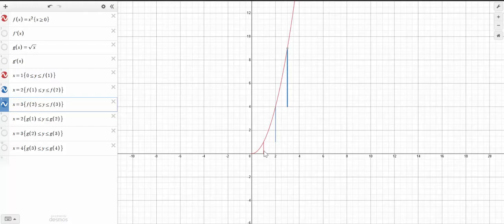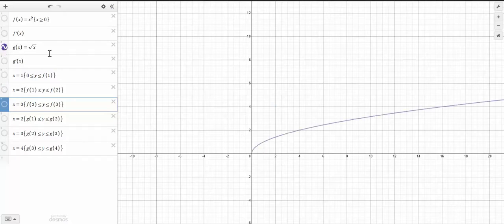Okay, now let's leave that, let me turn these off, and let's just look at the square root function. Here's the square root function. And I want to look at how much the function changes at x equals 1. So I'll just go back and turn this one on. Here we go. So from g of 0 to g of 1, that's how much change takes place in the y as x changes 1 unit.